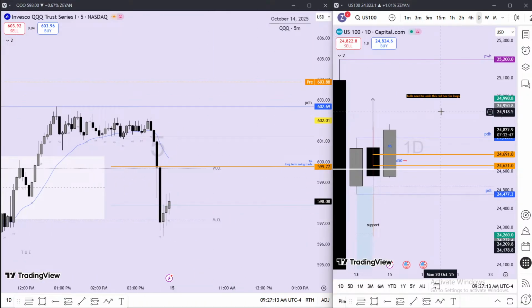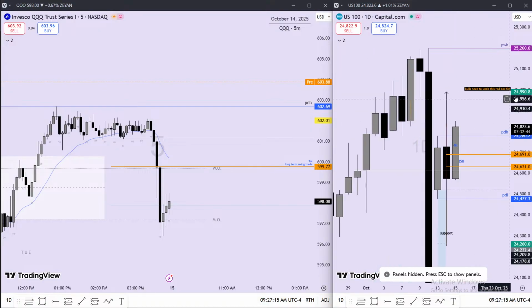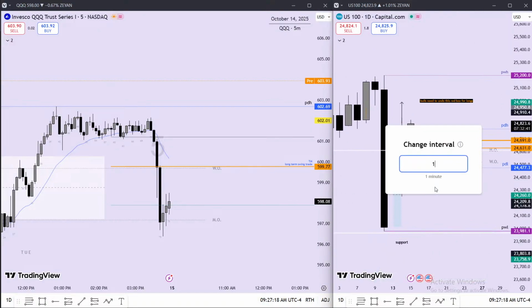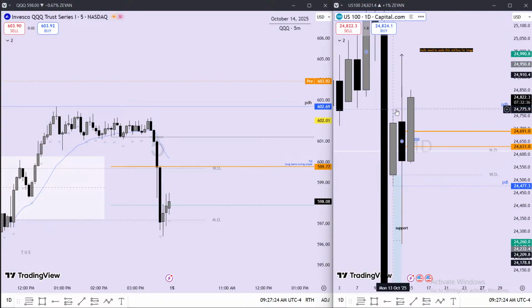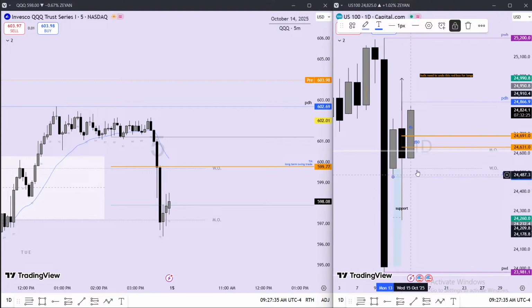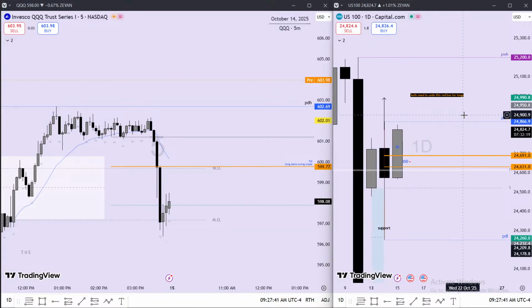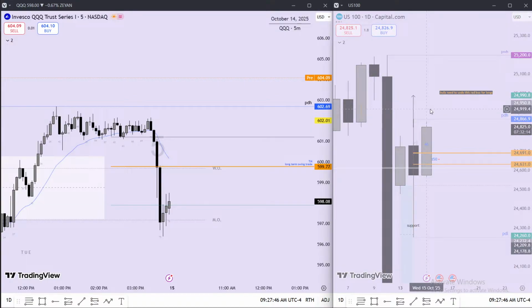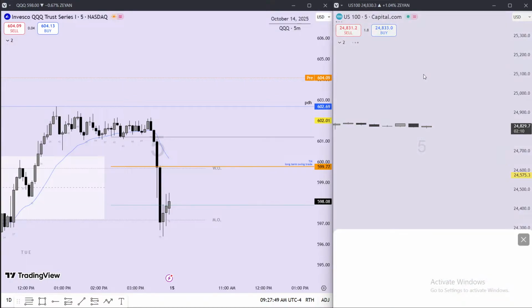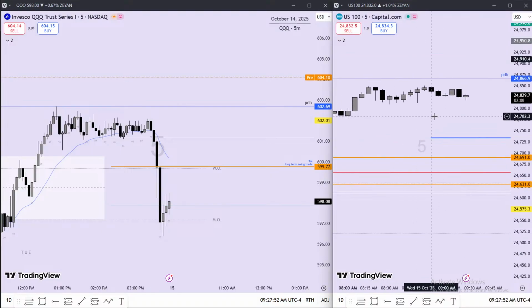Now coming to regular trading hours, electronic trading hours. Let's go to the daily time frame on the ETH. Mark the previous day high, previous day high, previous day low. Now we will come to the 4 hours time frame.